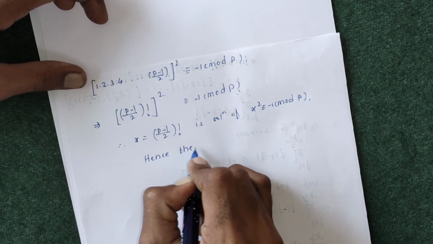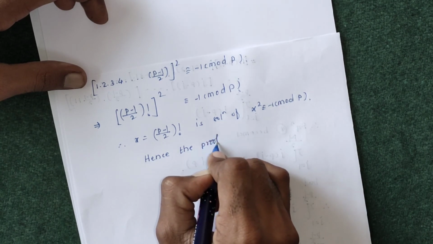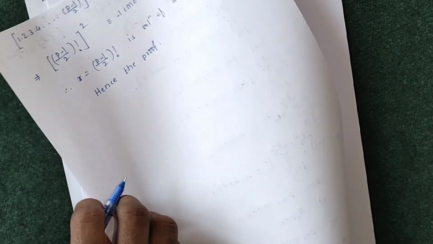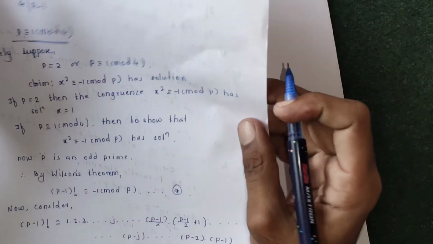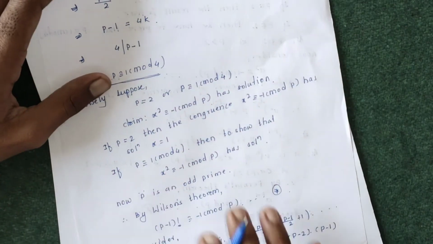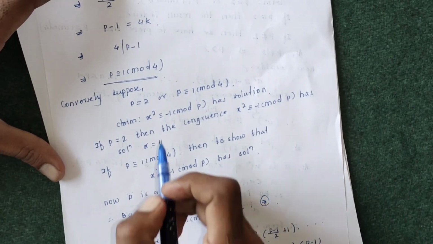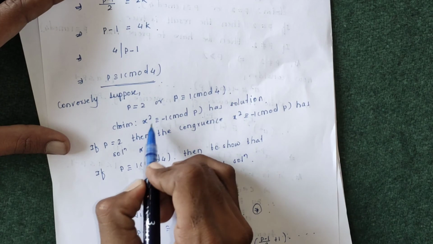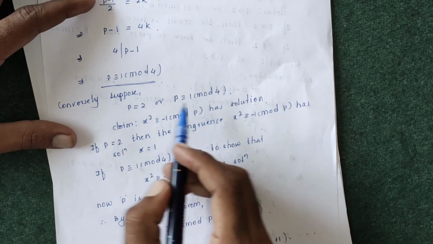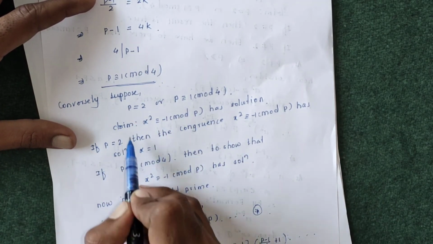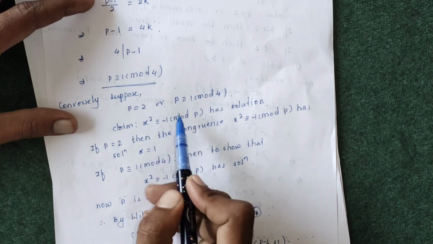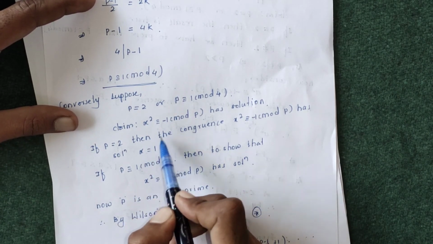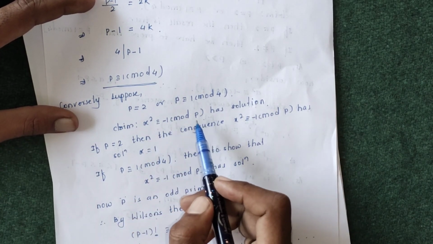In this proof, in the converse part, we have taken p equal to 2 or p congruent to 1 mod 4, and our claim is that x squared congruent to -1 mod p has a solution. To prove this: if we take p equal to 2, then x equal to 1 is an obvious solution of the congruence x squared congruent to -1 mod 2.